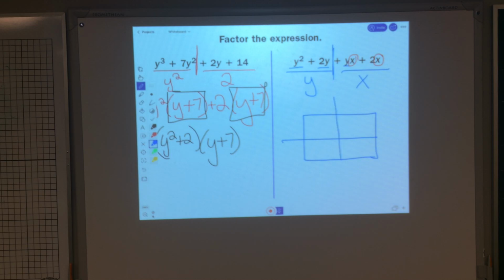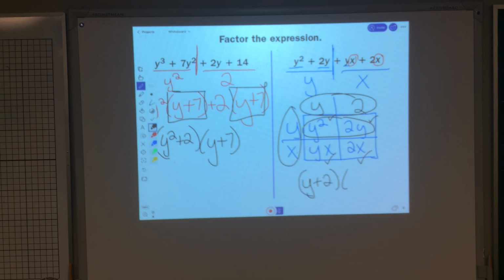So if I fill in my boxes, I have y squared and 2y. I have yx, and I have 2x. And we just said we're going to pull out a y, and we're going to pull out an x. So what I get when I factor these two, dividing by y, y times y is y squared. y times 2 is 2y. x times y is yx. And 2 times x is 2x. So that makes my factors these numbers outside my boxes. So for this problem, my factors are y plus 2 and y plus x. Again, you can do the grouping method, completely up to you.